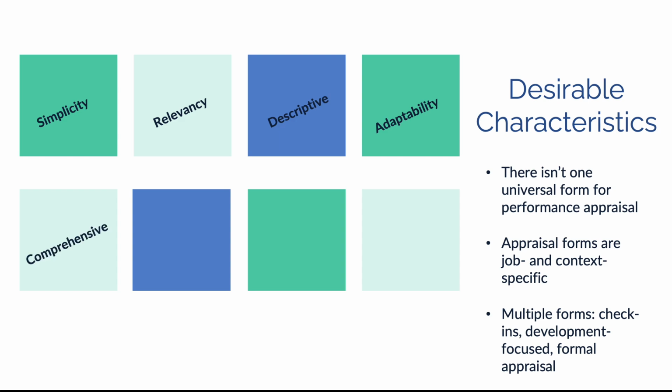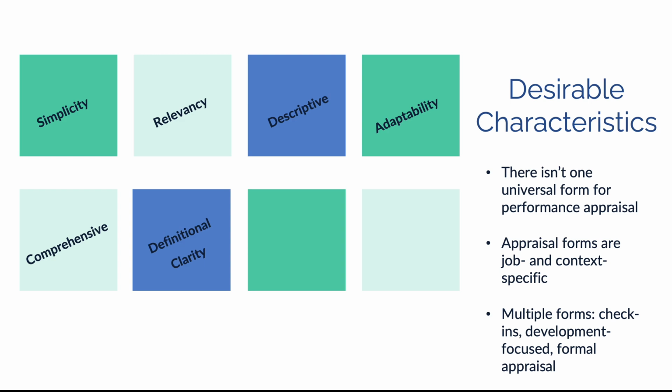Forms should also be comprehensive, so this is important that we're assessing all areas of performance and not just one area of performance. So we don't want to hone in on just task performance, which I think is a mistake that a lot of organizations make, but is there space to assess for those other dimensions of performance like citizenship behavior, counterproductive work behaviors, etc.